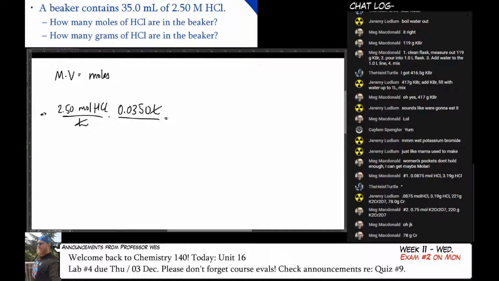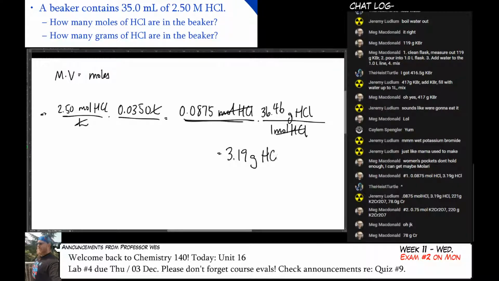We get... That's not what we get. 0.0875 moles. So there's answer 1 right there. And then I want to find out how many grams of HCl are in the beaker. So I would then go 1 mole HCl. How many grams of HCl? Which I believe is this. And I get 3.19 grams HCl. Sweet, that's the first problem. No problem there.